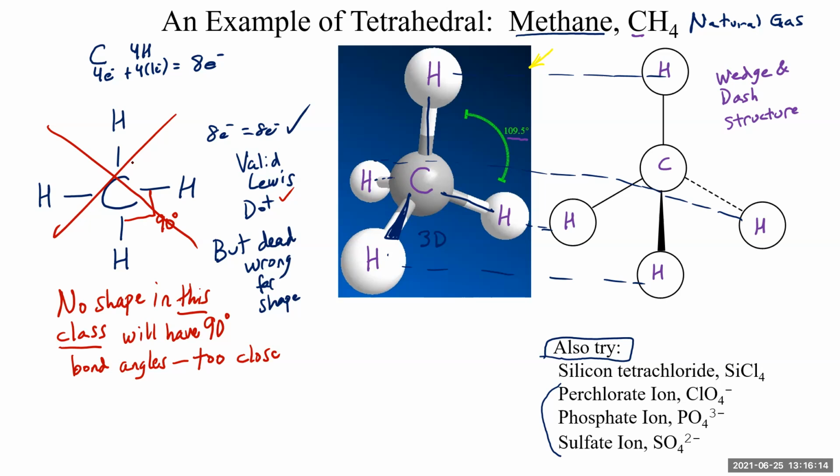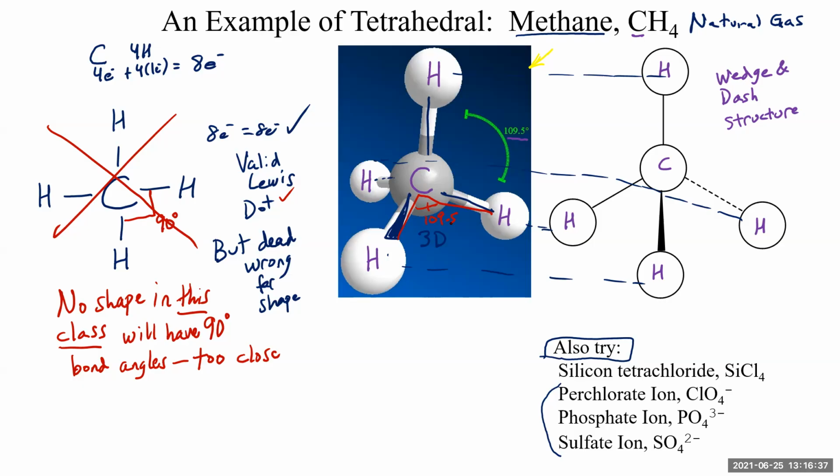If there is any room at all for the electrons to spread out, they will spread out to achieve what? 109.5. Why should the electrons be only 90 degrees close to each other when they can be 109, when they can spread out even further, diminishing the electron-electron repulsion between those different bonding pairs of electrons? That's the reason. They do that.